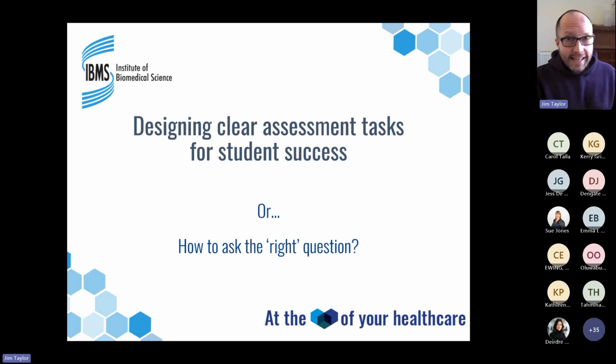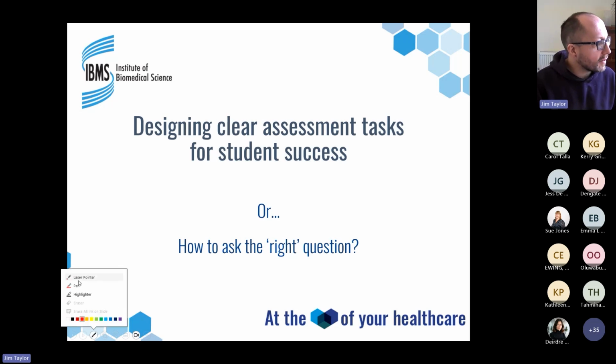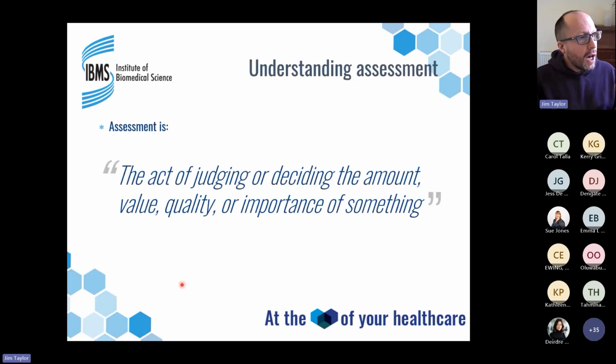So designing clear assessment tasks is actually all about asking the right question. And there's a number of ways that we can do that. In a nutshell, what I'm going to talk about today, when my PowerPoint works properly, is how assessment is used, why we use it the way we do, and what we're trying to get out of it. Because those three angles really lead us to asking the right question.